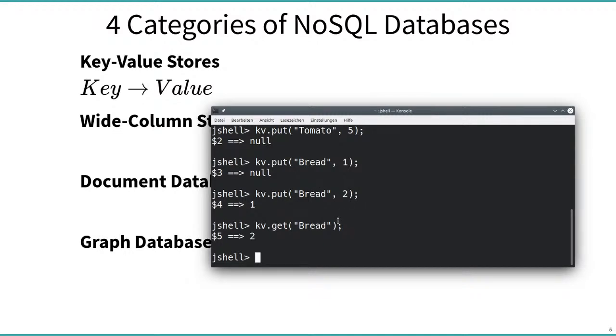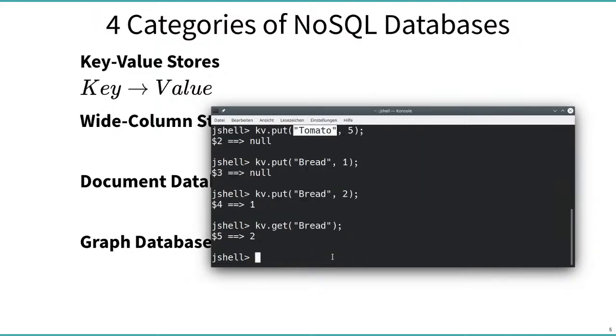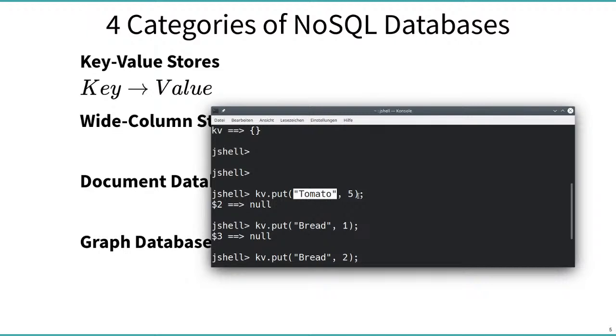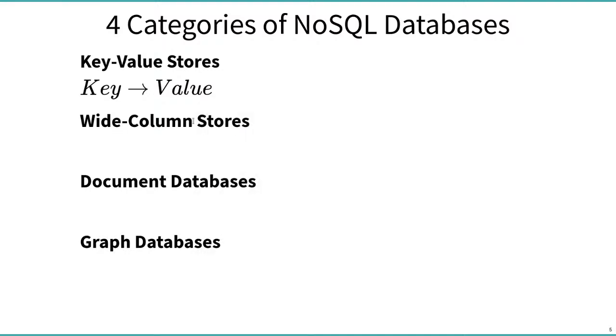This is not performant. A hash map uses a hash structure here in Java. And hashing is very efficient. You use a hash function to create the hash of this key, tomato, and then this determines where the key value pair is stored. And the same principle is also used for NoSQL databases. And you can also imagine that this hash function on a distributed database tells you where the key tomato is stored and where the key bread is stored on which node on a cluster.